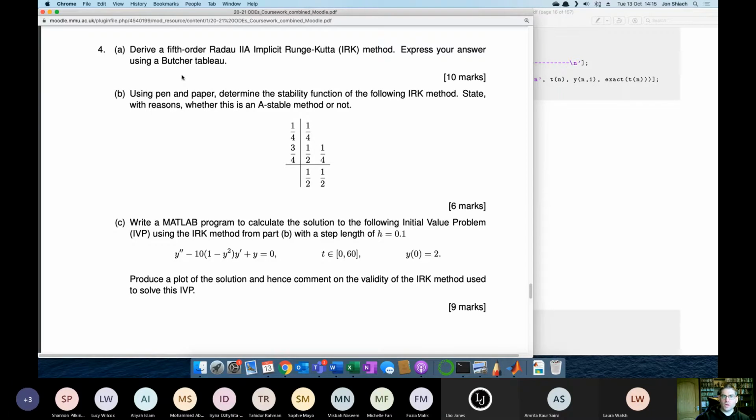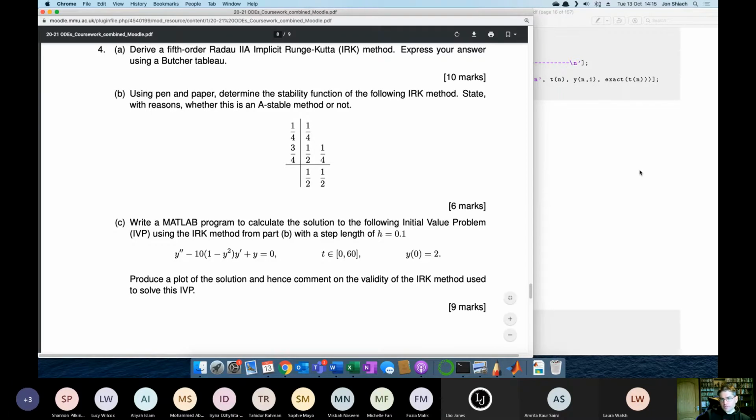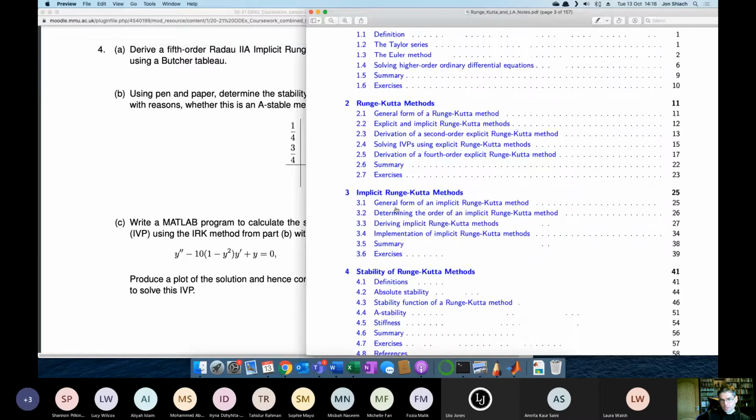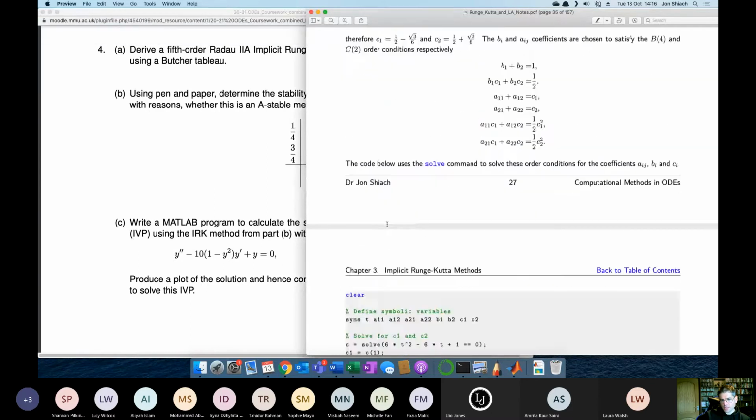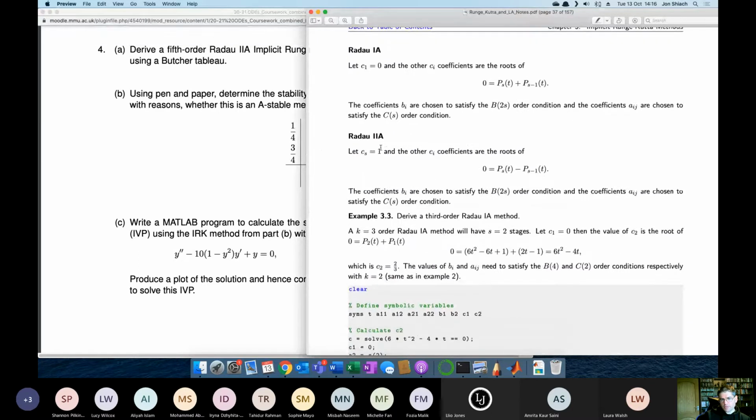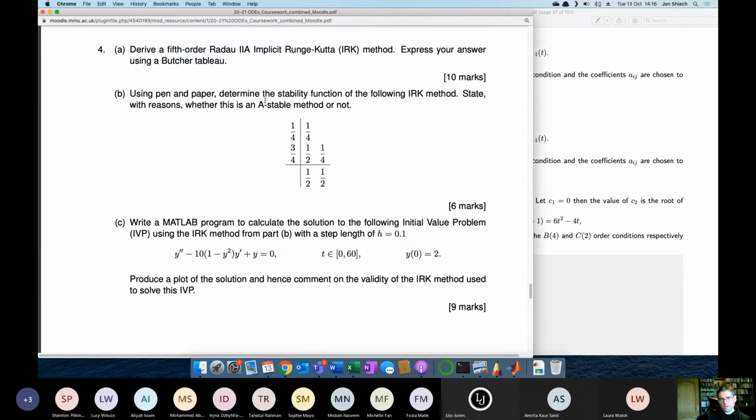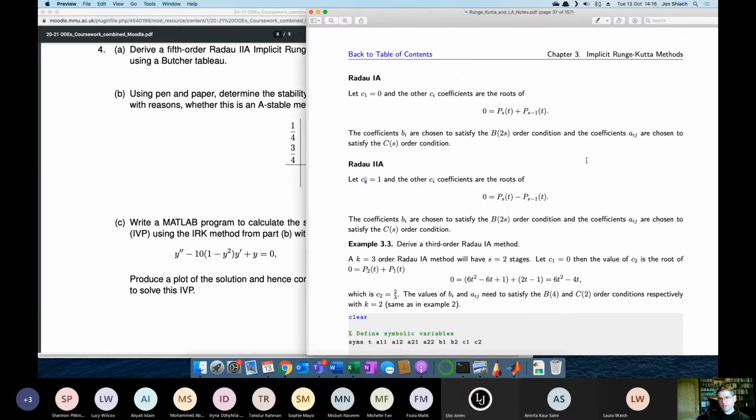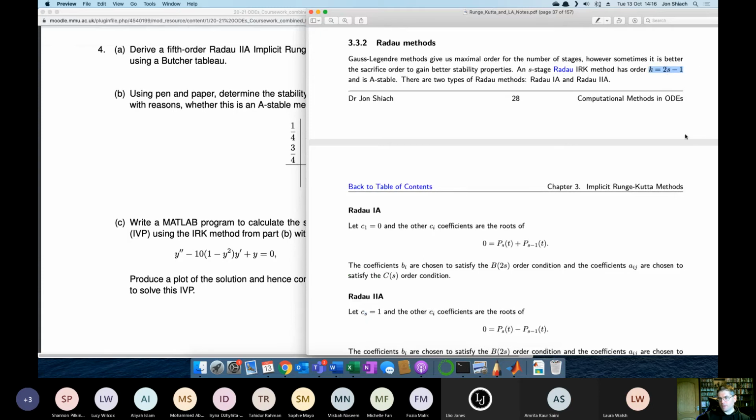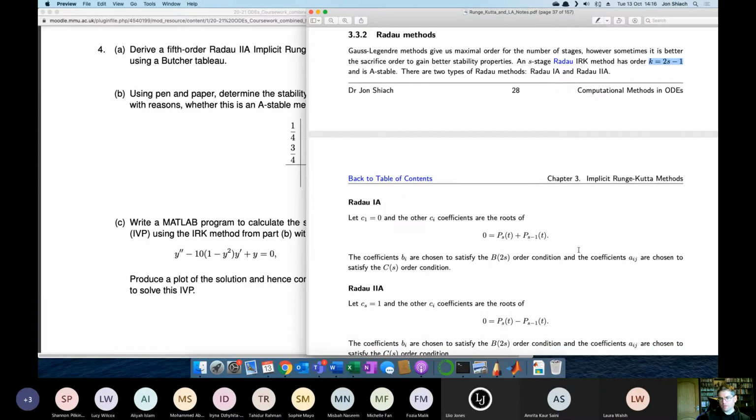Okay, so this is question 4. Derive a 5th order implicit Runge-Kutta method. One thing about implicit Runge-Kutta methods, Radau methods: Radau IIA, where we let c_s be equal to 1. Originally, in the printed version, that was c_2 because I was using a 2-stage method. However many stages you have, now I'm asking you to derive a 5th order method. An s-stage Radau method has order 2s minus 1, so you can work out what s is going to be. Okay, so you know how many stages.